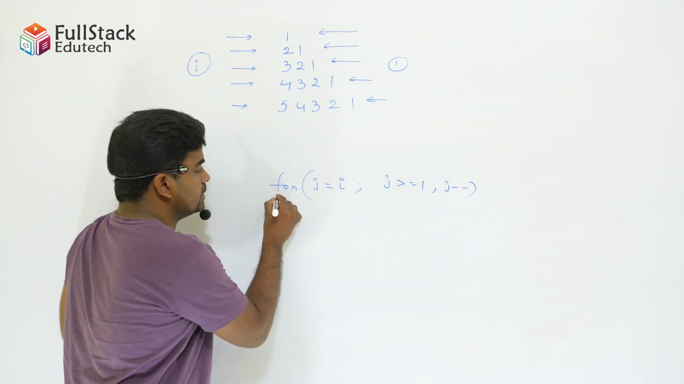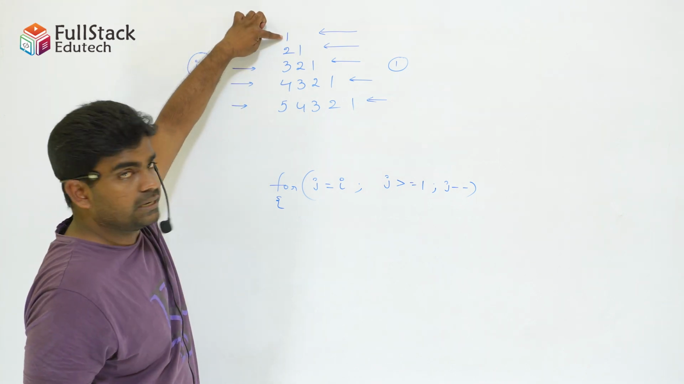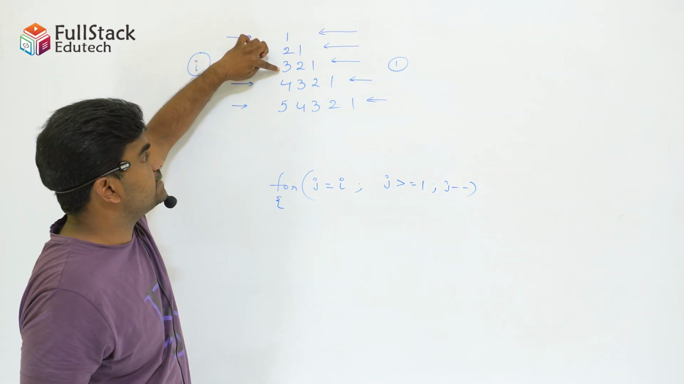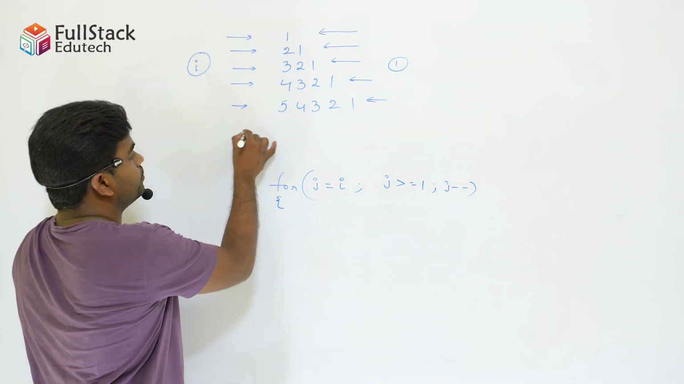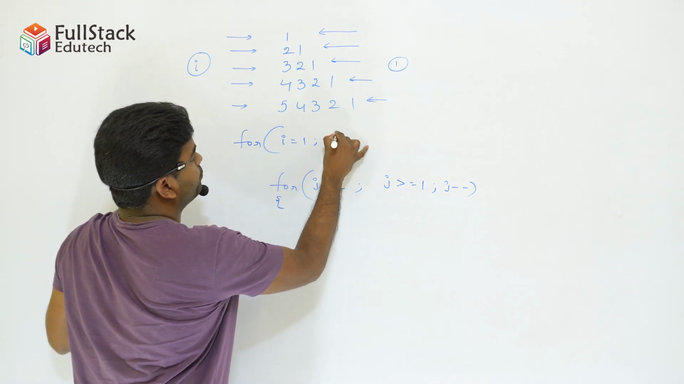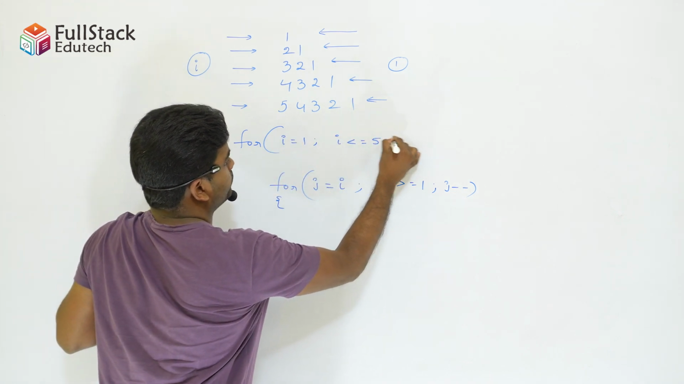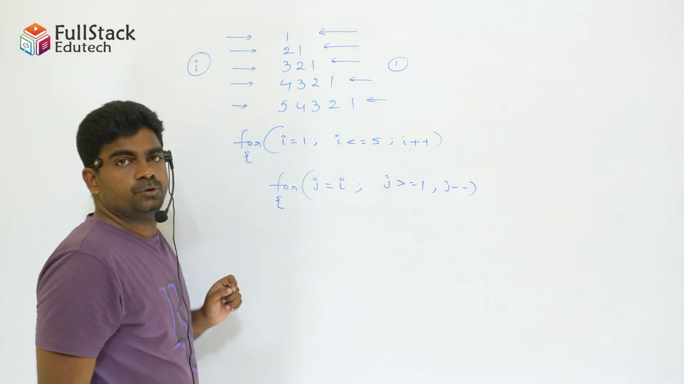Now just write what is i. The i value is first 1, next 2, next 3, next 4, next 5. So the i value you have to repeat from 1 to 5. That is the outer loop.